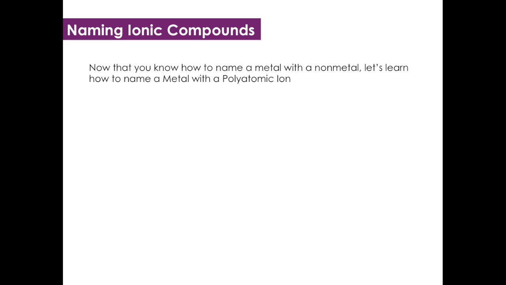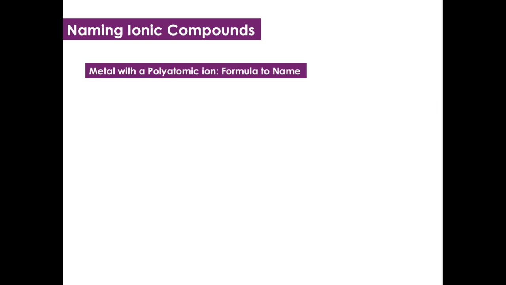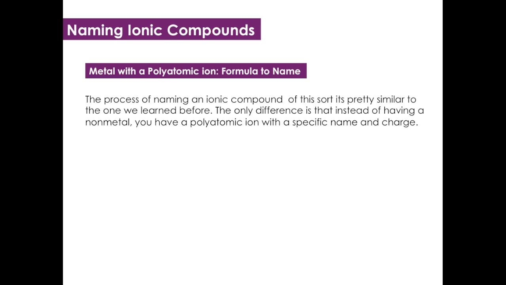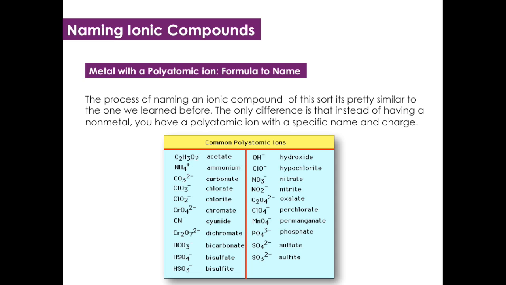Now that you know how to name a metal with a nonmetal, let's learn how to name a metal with a polyatomic ion. Remember, in a polyatomic ion, there are different atoms joined together in covalent bonding, but working with a charge in an ionic compound. Metal with a polyatomic ion from formula to name. The process of naming an ionic compound of this sort is pretty similar to the one we just learned before. The only difference is that instead of having a nonmetal, you have a polyatomic ion with a specific name and charge. This is a list of the most common polyatomic ions and their charges.